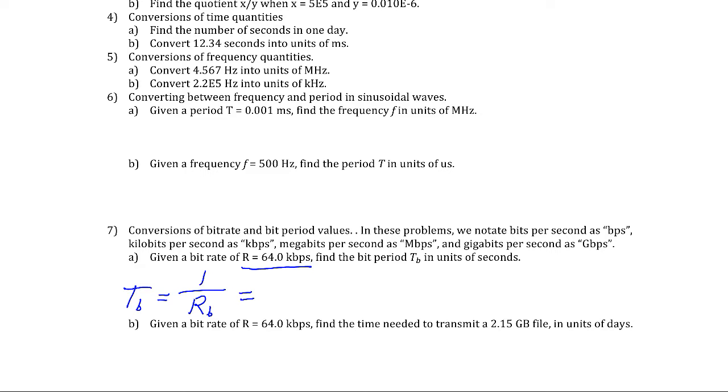And very much like frequency and period, the bit rate is kind of like a frequency here. So I go 1 over 64, and it's kilobits per second, so I put E3. And if I type that in on my calculator, I get 1.56 times 10 to the minus fifth. And this is in seconds. Make sure you don't make your S look like another 5 there.